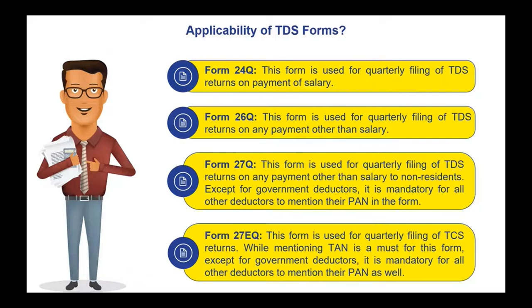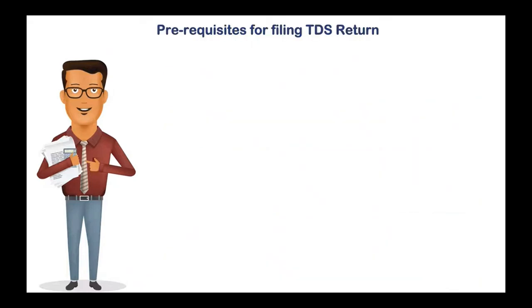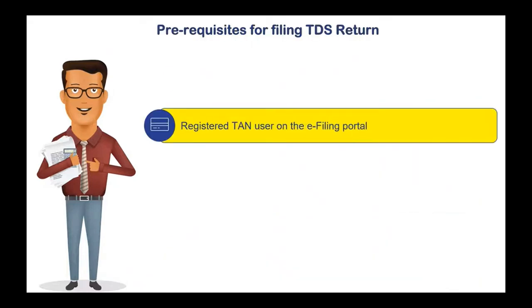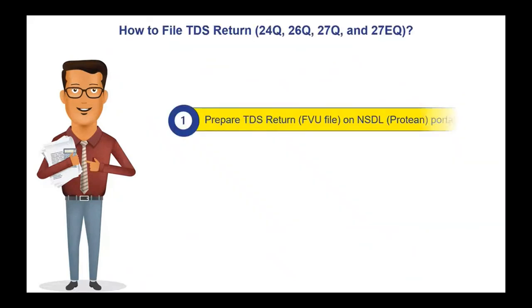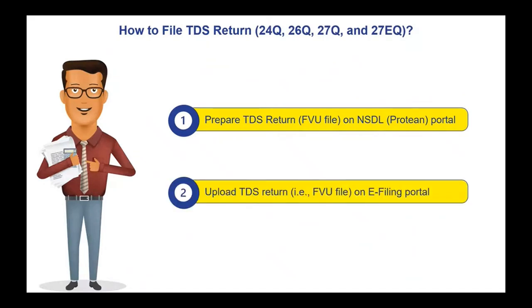While mentioning TAN is a must for these forms, except for government deductors, it is mandatory for all other deductors to mention their PAN as well. In order to file TDS and TCS returns on the e-filing portal, you should be a registered TAN user on the e-filing portal. The status of your TAN should be active and you must have downloaded the Return Preparation Utility from the NSDL portal. There are two steps for filing the TDS return. You have to first prepare the TDS return in FVU file on the NSDL portal and then upload the TDS return, that is the FVU file, on the e-filing portal.